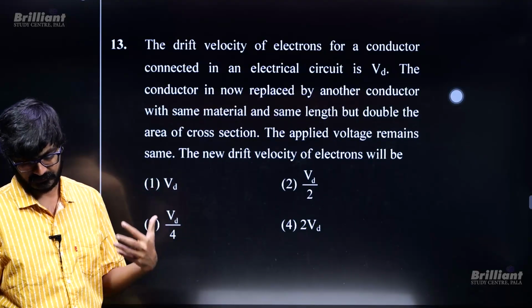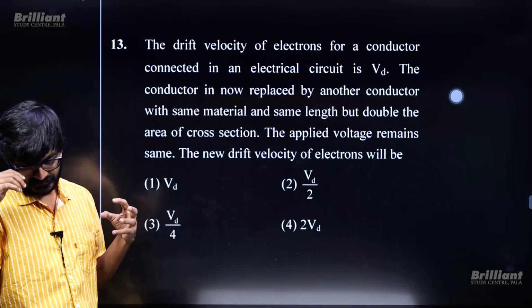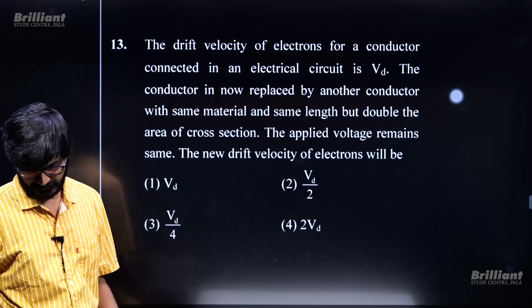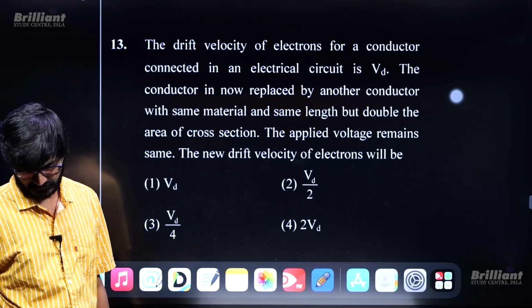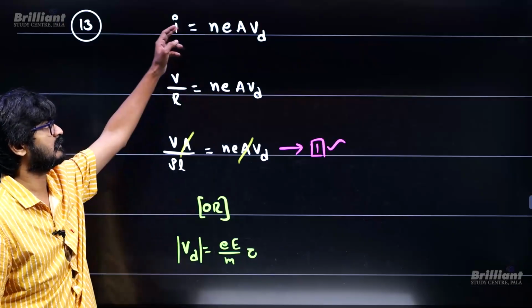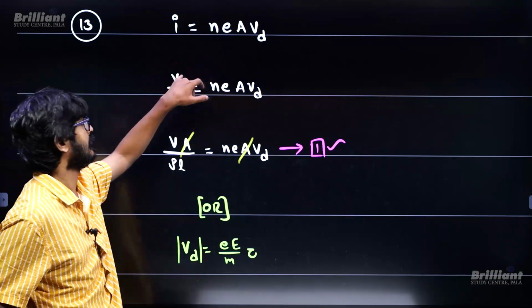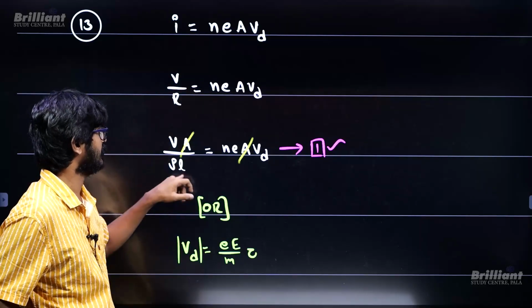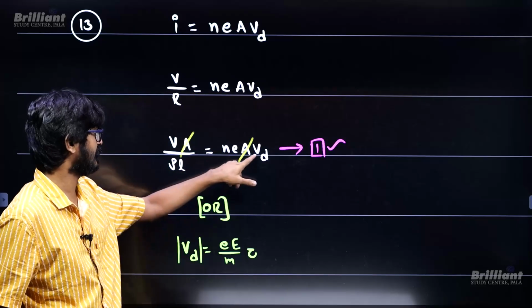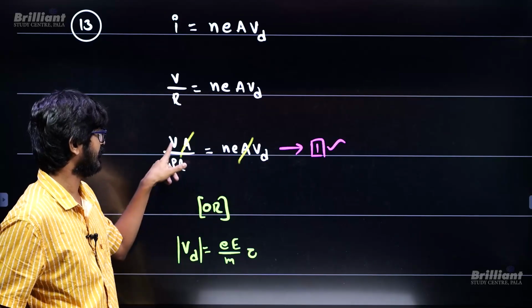So the next question, the drift velocity for a conductor is Vd. The conductor is now replaced by another conductor with the same material and same length, but double the area of cross section. Voltage remains the same. The new drift velocity. So when I see drift velocity, I will be going with this formula, I equals nAeVd. I is V by R. Now resistance is rho L by A. Now A and A will be getting cancelled. I can see like drift velocity remaining things are same.